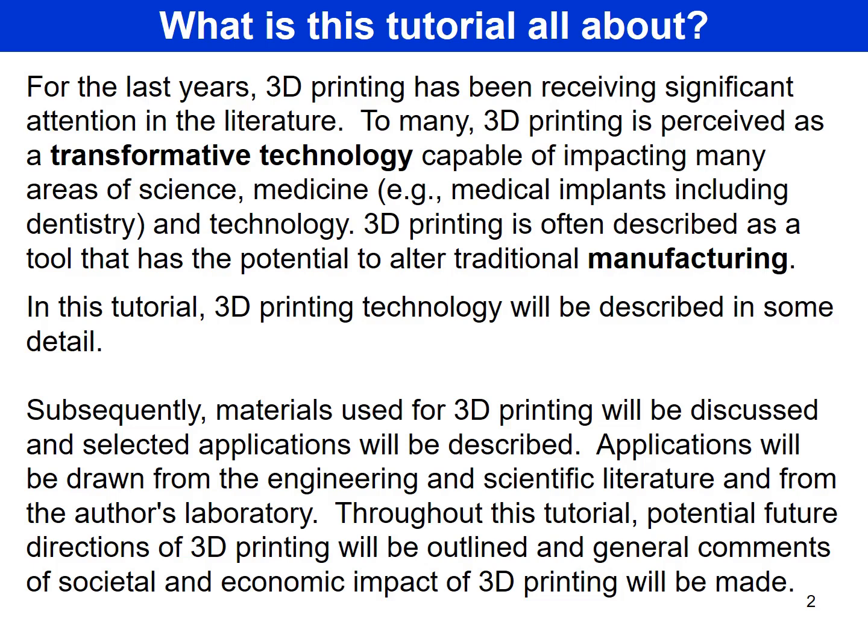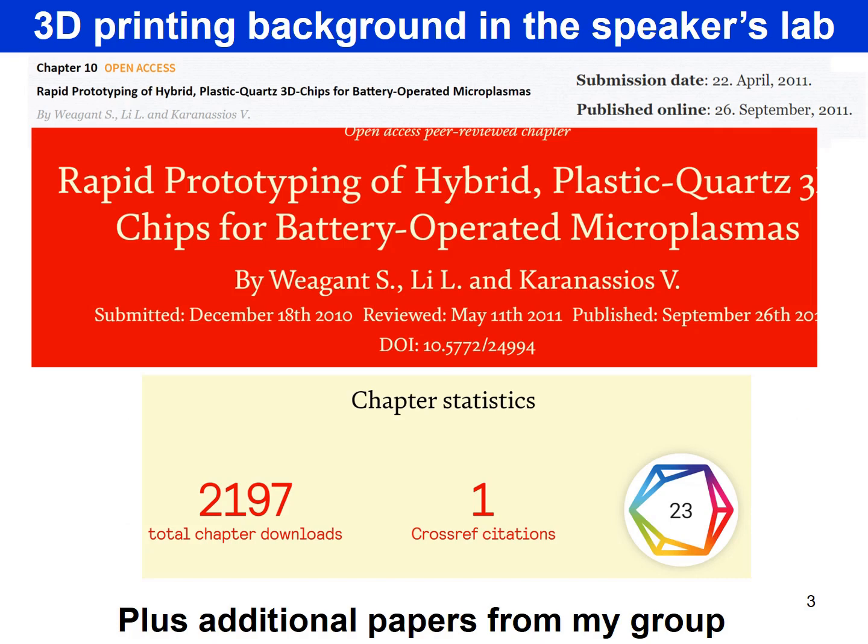In this tutorial, 3D printing technology will be initially described in some detail. Then, materials used for 3D printing will be discussed, and selected applications will be described. Applications will be drawn from the engineering and the scientific literature and from the author's laboratory. Throughout this tutorial, potential future directions of 3D printing will be outlined, and general comments of societal and economic impact will also be made. The background of the author will be briefly outlined next.